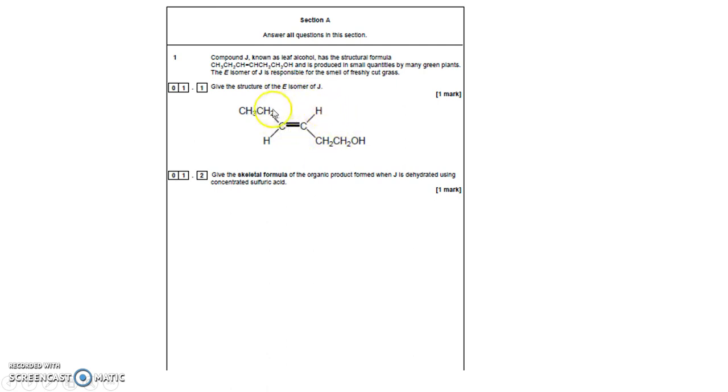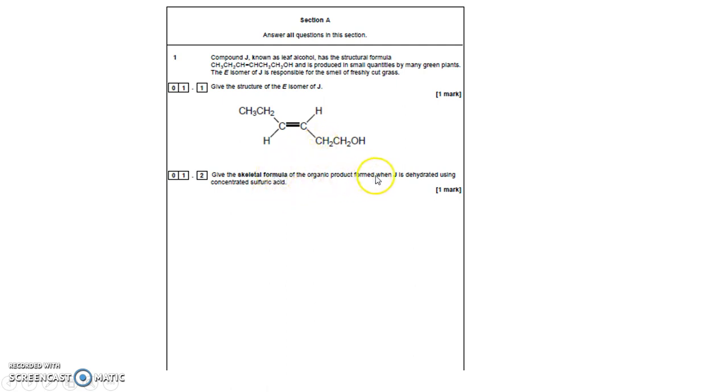If the two groups taking priority were on the top or on the bottom, on the same side, it would be a Z isomer. Just incidentally, one thing I didn't say is how do I check if this has geometric isomers at all? Well, I look to the left of the double bond on the carbon here. If this group and this group are different, and to the right of the double bond this group and this group are different, it will have geometric isomers. It only doesn't have geometric isomers if these two are the same or these two are the same.